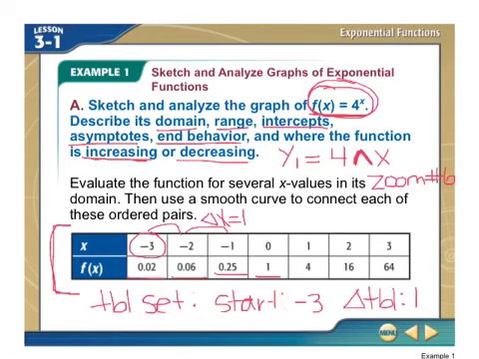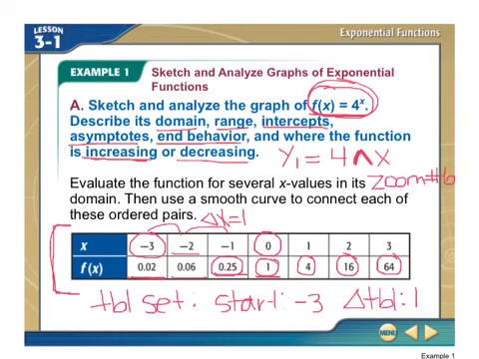So if x is -3, we would say 4 raised to the -3 power. That would give me a y value of 0.02. And if I plugged in -2 for x, 4 raised to the -2 power is 0.06 as a decimal. 4 to the -1 power is the same as 1 over 4 to the first power, and that would give me 1 over 4, which is 0.25. Anything raised to the 0 power, anytime your exponent is 0, your output is equal to 1. 4 to the first would equal 4. 4 squared would equal 16. 4 cubed, 4 times 4 times 4, is 64.